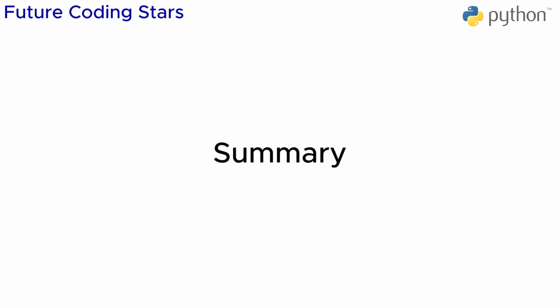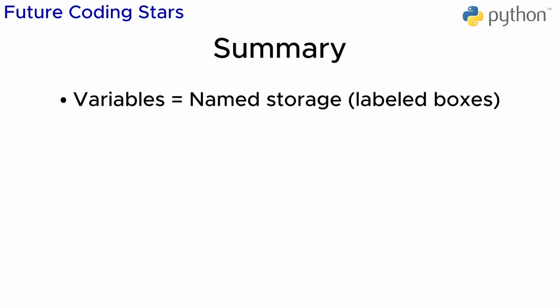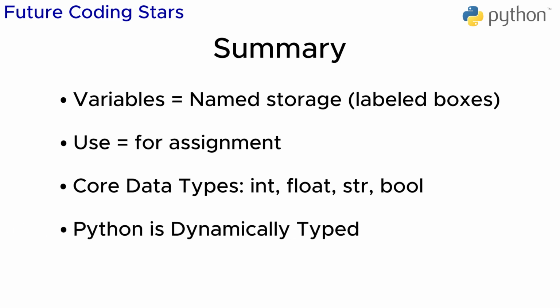We covered a lot. Let's quickly recap. We learned that variables are named labels for storing data in memory. We used the equals sign to assign values to variables. We explored the fundamental data types, int for whole numbers, float for decimal numbers, str for text, and bool for true or false. Remember, Python figures out the data type for you, and you can always check a variable's type using the type function.